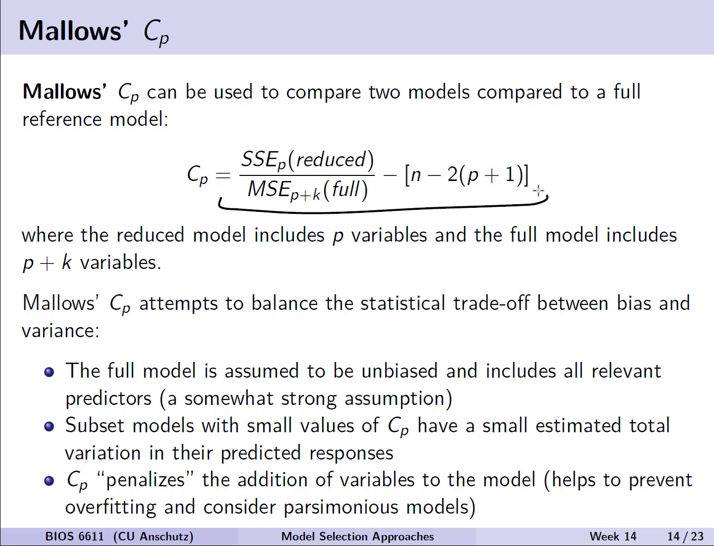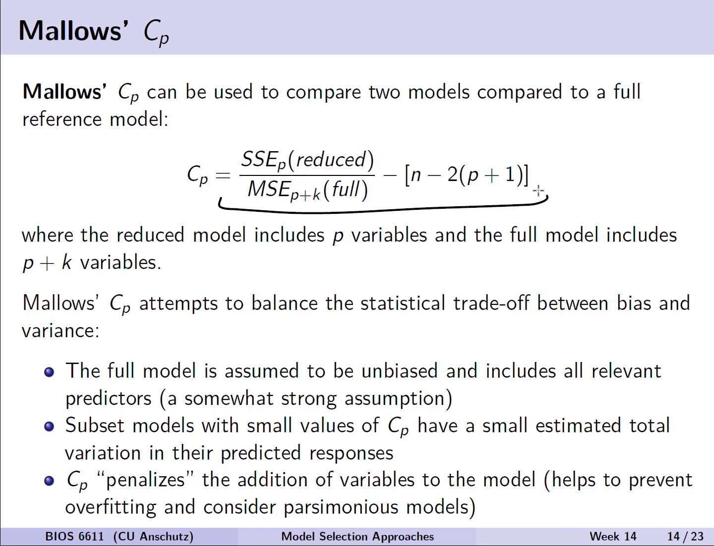Mallows Cp is attempting to balance the statistical trade-off we have between the bias and the variance, or the bias-variance trade-off, because we would like an estimate that's as minimal bias as possible, but usually this comes at the expense of increasing the variability we may have. So if we can try to find a compromise between those two for a generally less or unbiased estimate with low variance, that's considered optimal.